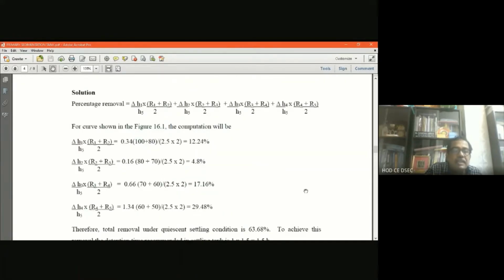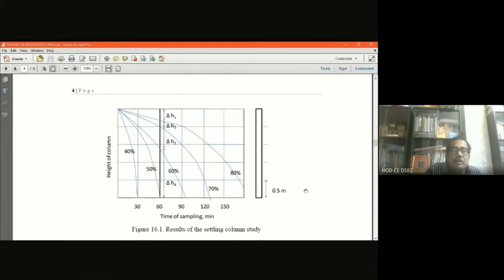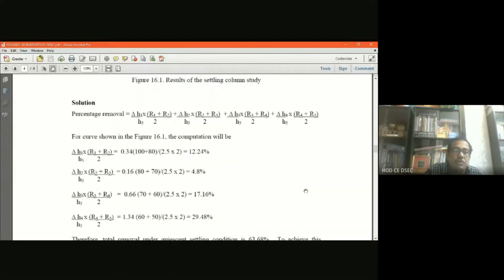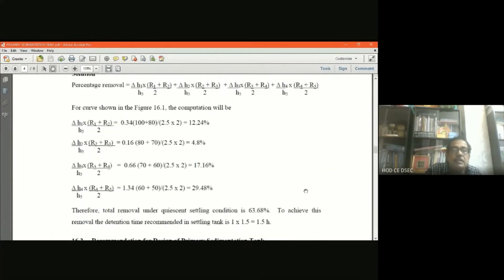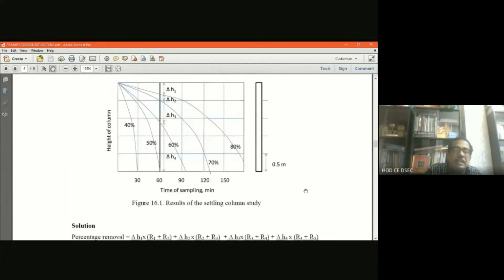And the last one is delta H4. What is this? This is 1.34, because you see the bottom two slots of 0.5 each, then in the remaining 0.5 slot you have already taken 0.16, so the balance is 0.34. So the total is 1.34, which is H4. And it covers R4 and R5, which are 60 and 50, the percentages given on the curved lines. So you have to take the average of these two.